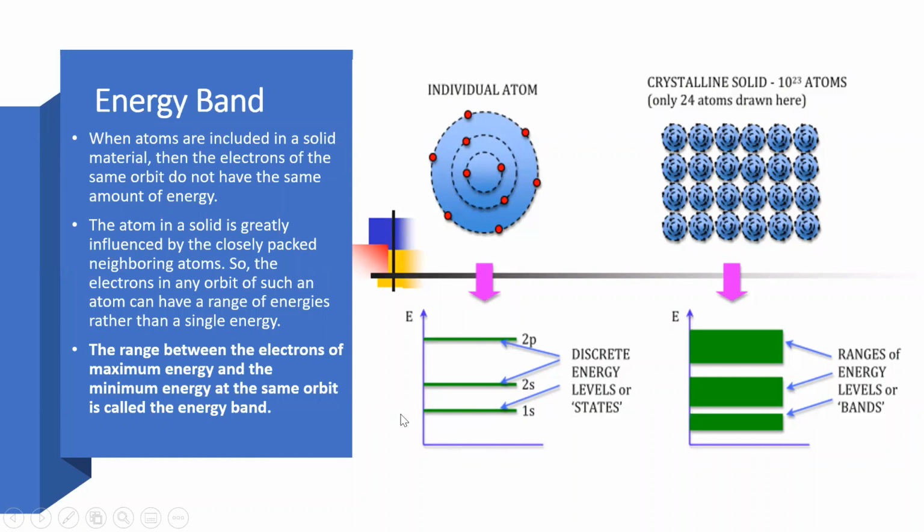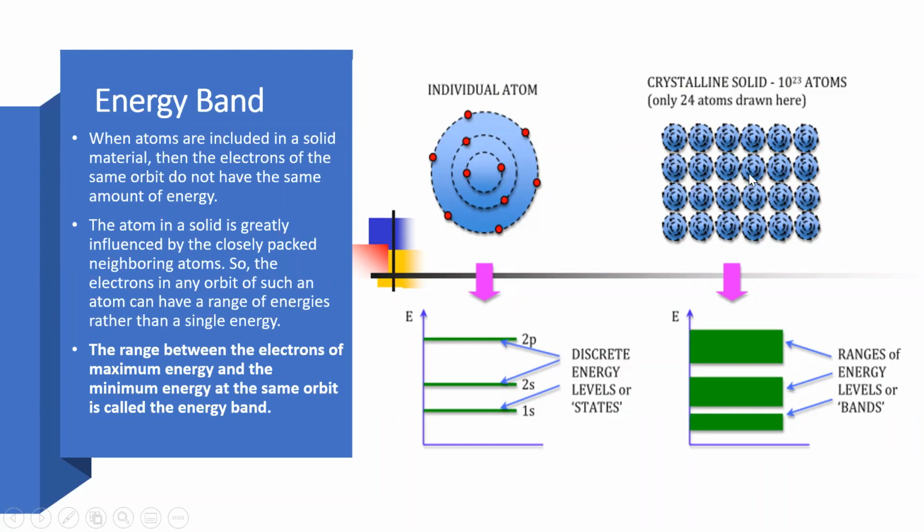The lowest level has a particular energy, which is minus 13.6 electron volt. When you go to a higher energy level, you have a single energy level. So this is the case of an individual atom. They have discrete energy levels or energy states. Suppose an atom becomes a part of a solid.